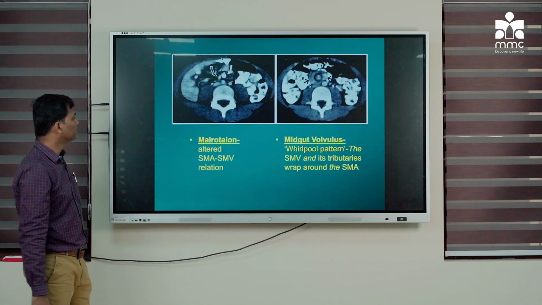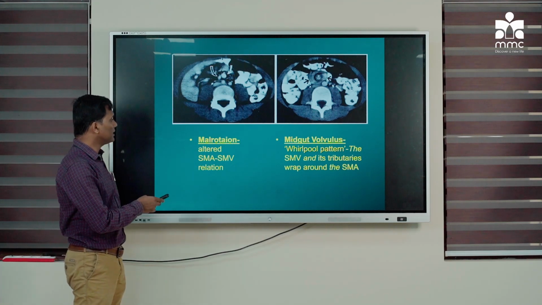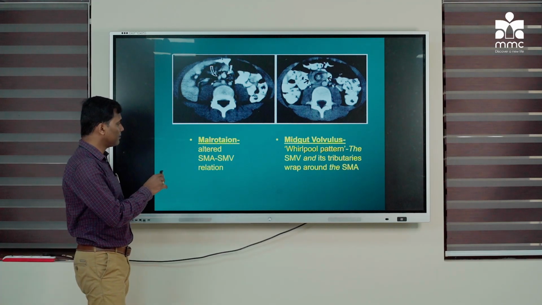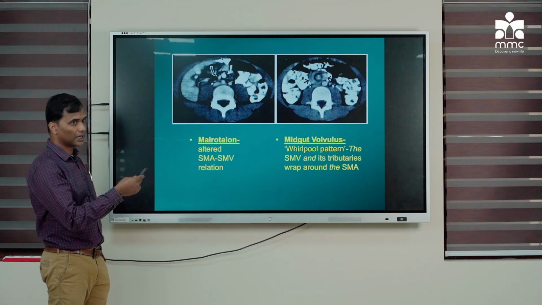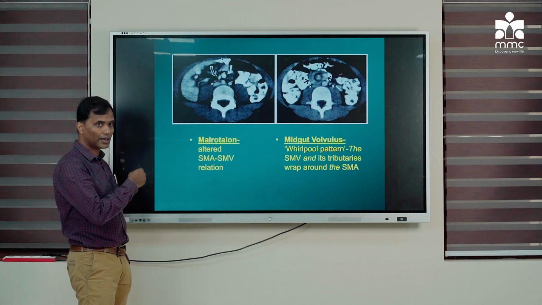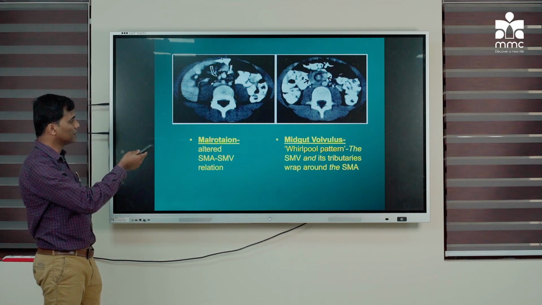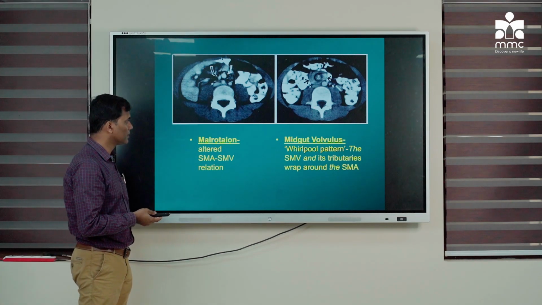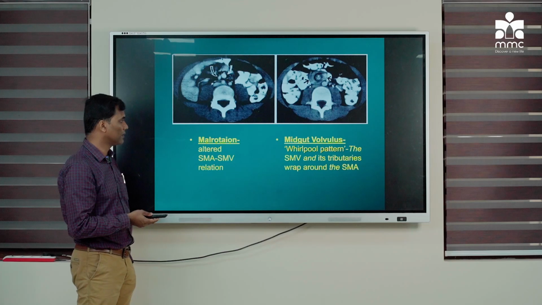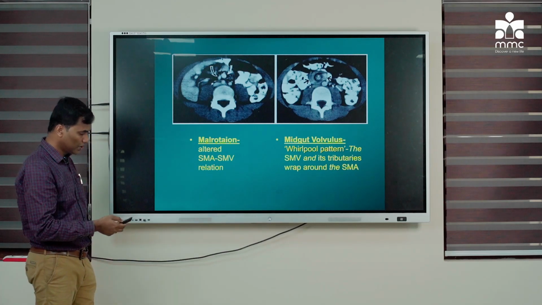The child. A similar case on CT. In CT there will be alteration in the SMA-SMV relationship. Usually the SMA is on the left side like the aorta and the SMV is on the right side like the IVC. But there will be a change in position in case of malrotation with midgut volvulus. The second image shows a whirlpool like appearance because of the twisting.